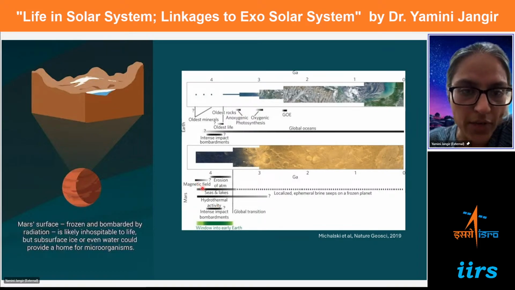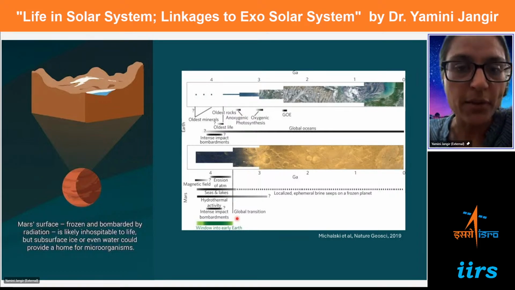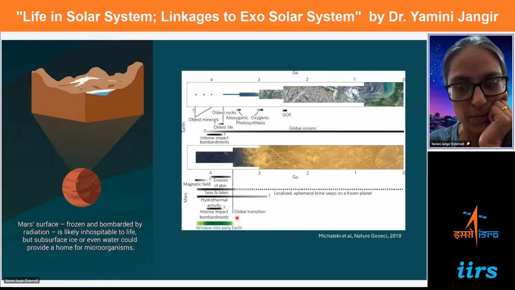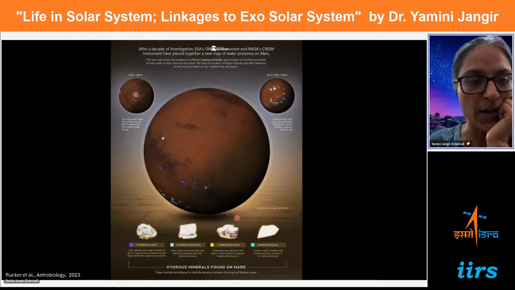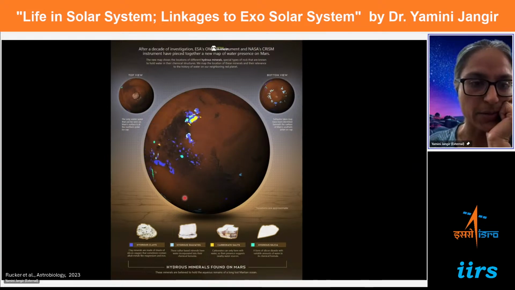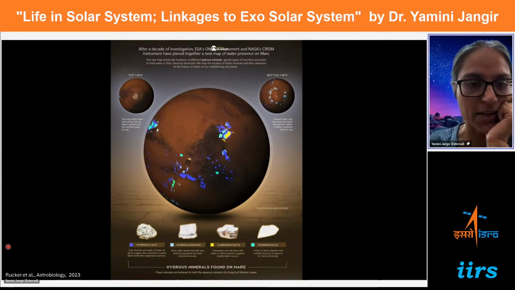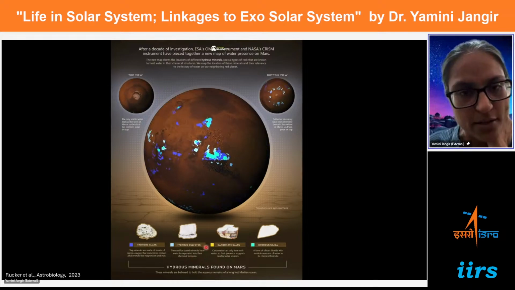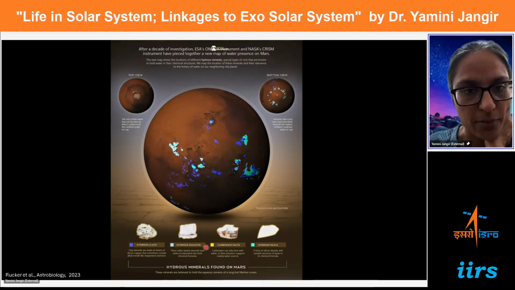What was the magnetic field like? Was there any hydrothermal activity? And were there any intense impacts or bombardments? And could there be any signatures of life on the surface of Mars? Moreover, we have discovered that Mars hosts a lot of hydrous minerals. So you have hydrous clays, you have hydrous sulfates and carbonate salts present on the surface of Mars.